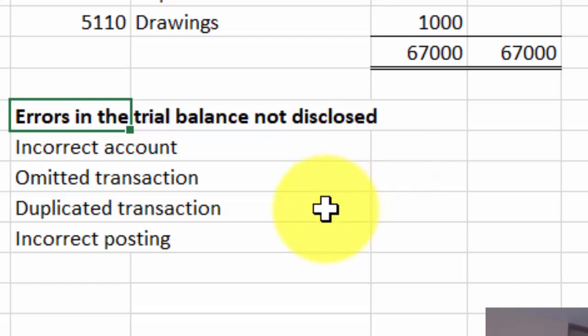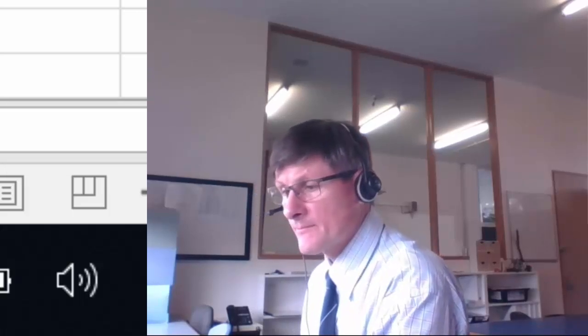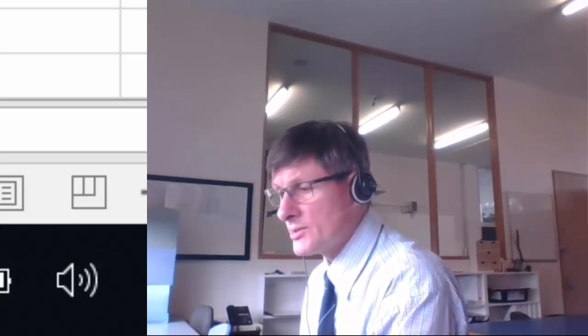So hopefully that's been useful to you. I've shown you how to post from the individual ledger accounts to here to get the final balances, and highlighted the fact that even though you got the right balance, there may still be some errors there.